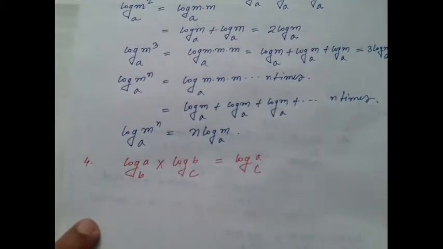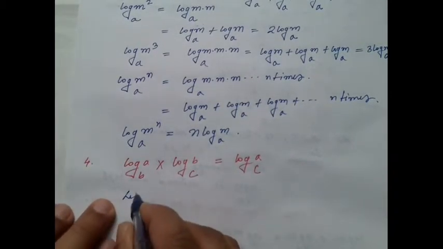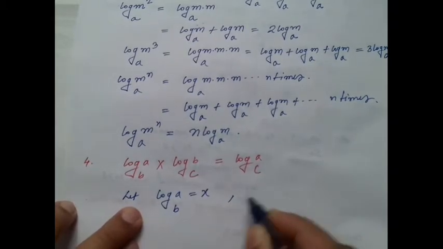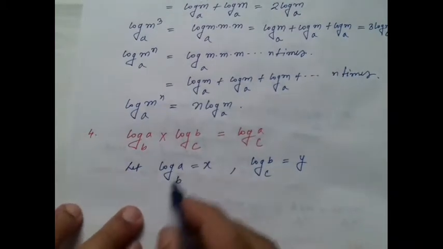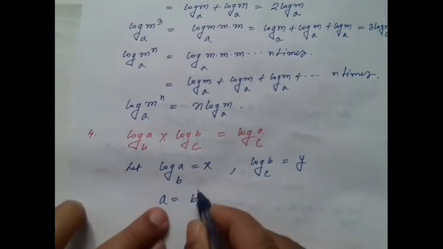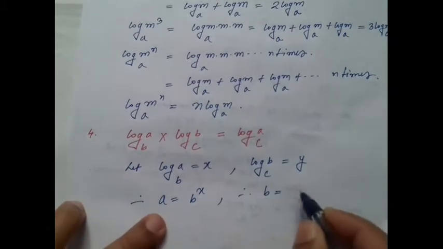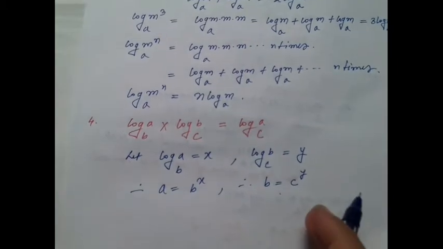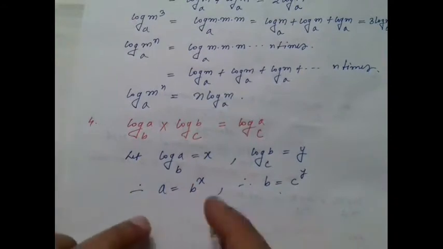Okay, so here also, first we take, let log a to the base b equals x, and log b to the base c equals y. Now a equals b to the power x, and b equals c to the power y, as c is the base, so c to the power y equals b. Okay, these two are coming from the definition.